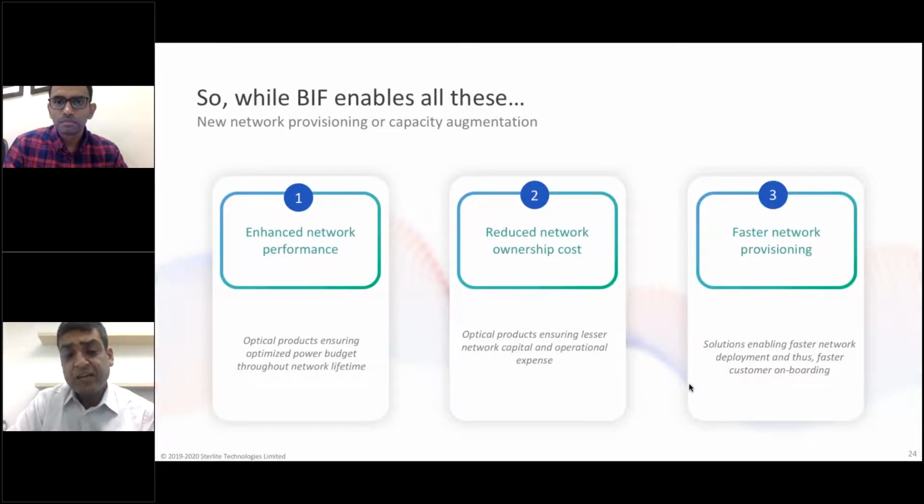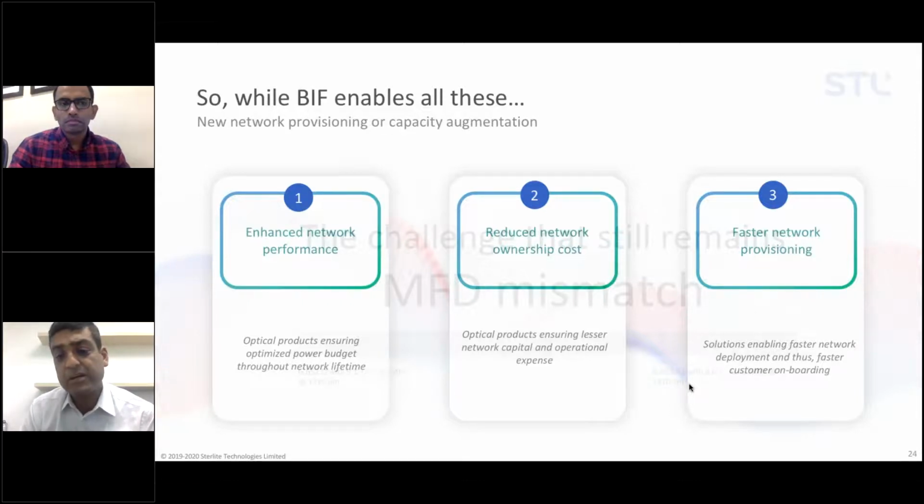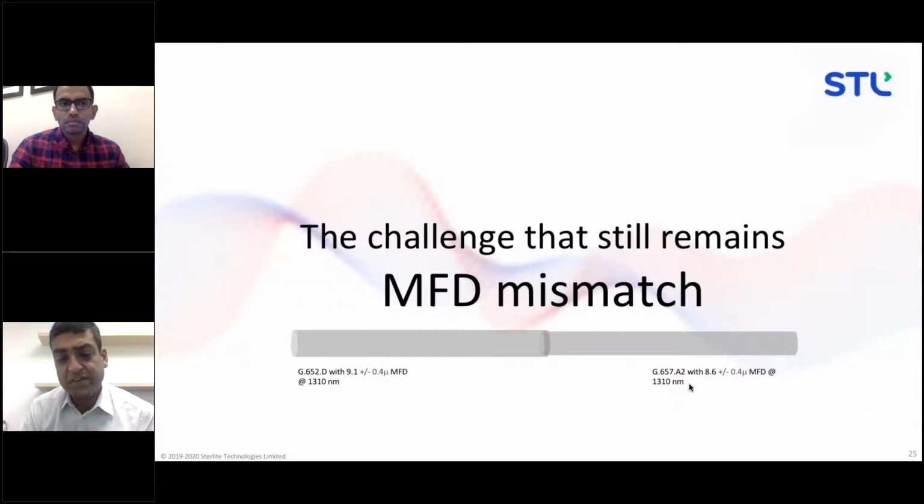There is a very big challenge that exists. It's simply that G.652D and G.657A2 have different mode field diameters, and the mode field diameter mismatch is a very significant issue. Now, shown over here is a schematic. Typically, you have G.652D fiber, which has an MFD of 9.1 microns at 1310 nanometers. The comparable figure for G.657A2 bend-insensitive fiber is 8.6 microns. You typically have about half a micron difference between the mode field diameters.